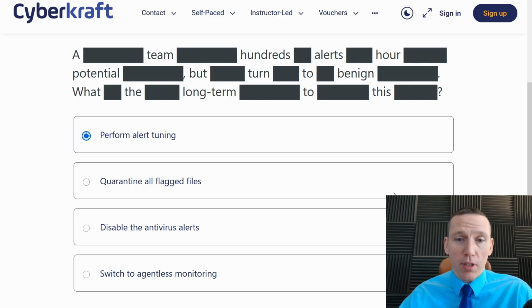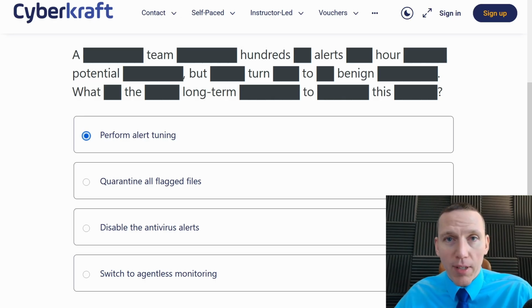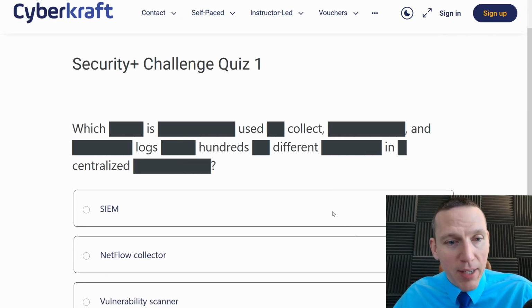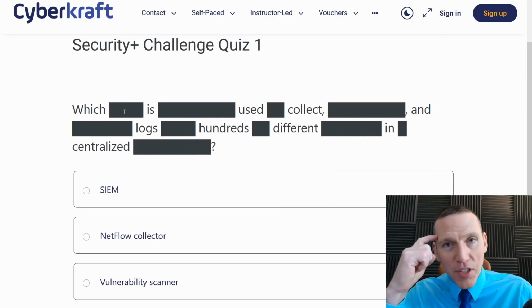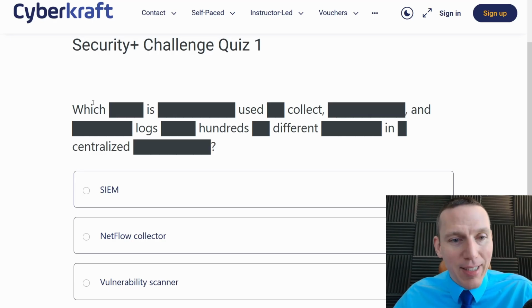And Dr. Beeler already used alert tuning somewhere in this quiz, so it's probably still on his brain as he's making this. You've got to get in the head of the question writer. It's a good technique to help you pass exams.